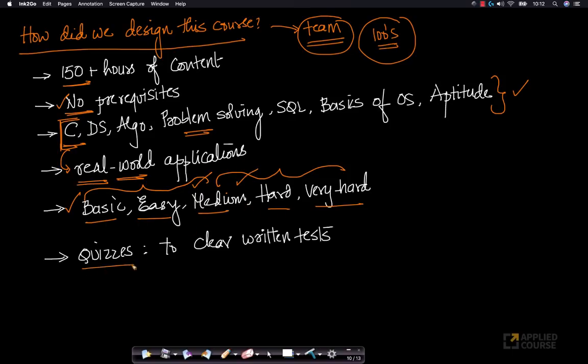Having said that, we also have a ton of quizzes to help you clear written tests. Many of these companies also conduct written tests to filter out a bunch of students whom they would take for the next rounds. To help you clear these written tests, we have a bunch of quizzes as part of the course.